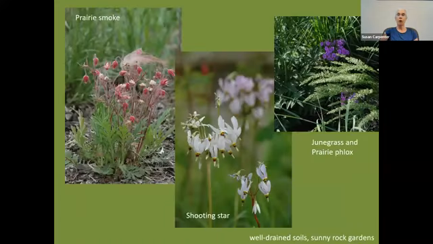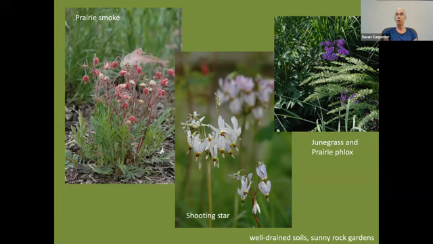We have plants that are suitable for these well-drained soils and like sunny rock gardens and other areas that don't seem like they'd be possible for larger plants. So some of these smaller prairie plants are excellent for those areas. So the prairie smoke there on the left, the shooting star in the middle, and the June grass and the prairie phlox here at the right-hand side.